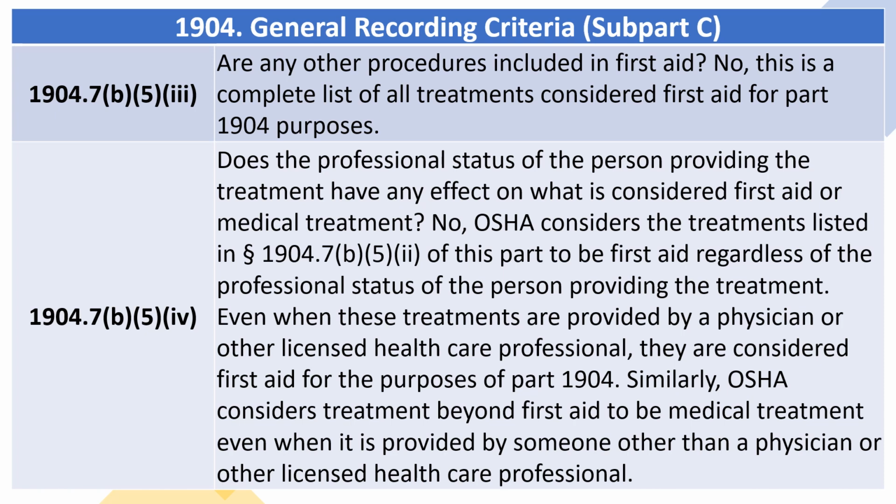1904.7(b)(5)(iv). Does the professional status of the person providing the treatment have any effect on what is considered first aid or medical treatment? No, OSHA considers the treatments listed in Section 1904.7(b)(5)(ii) of this part to be first aid regardless of the professional status of the person providing the treatment. Even when these treatments are provided by a physician or other licensed healthcare professional, they are considered first aid for the purposes of Part 1904. Similarly, OSHA considers treatment beyond first aid to be medical treatment even when it is provided by someone other than a physician or other licensed healthcare professional.